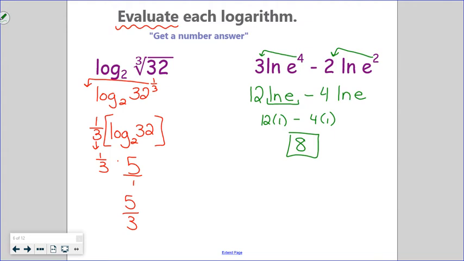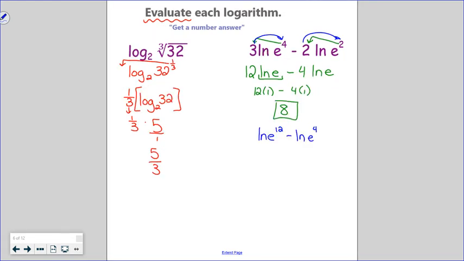Now, did anyone get 8 but do that problem very differently? What did you do? So you kind of went the other way, took the 3 this way and the 2 this way? Okay, keep going. Perfect. Yeah, so she condensed. Perfect.